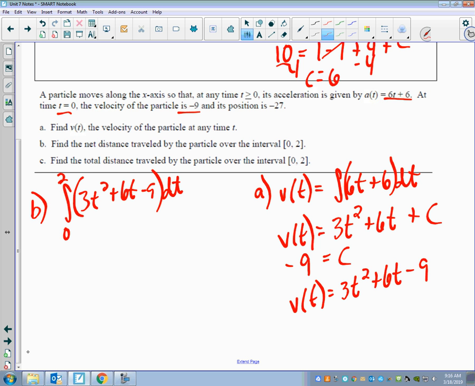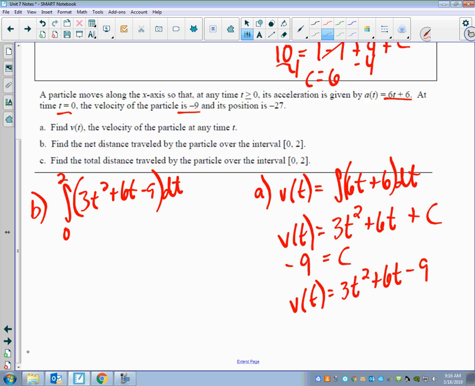Do I need to take into consideration the initial position if I'm talking about the net distance traveled? Wait, if it's net, then it goes that way, and it can go back. Total is the absolute value. Net could be positive or negative. Net could be 0. That could definitely be 0, right?